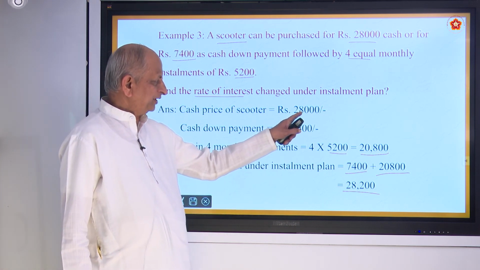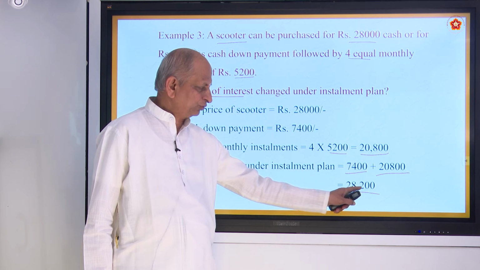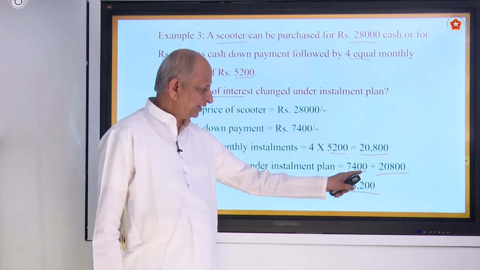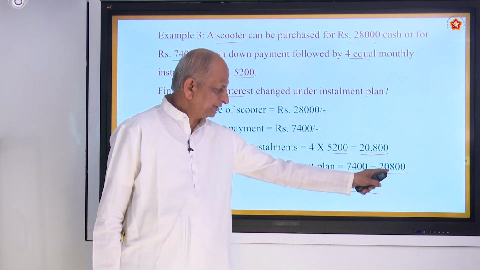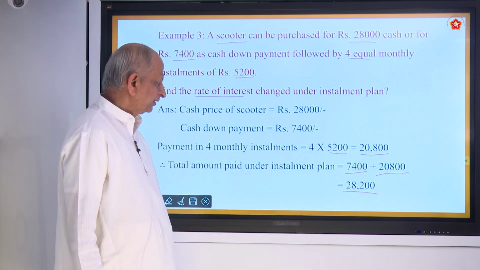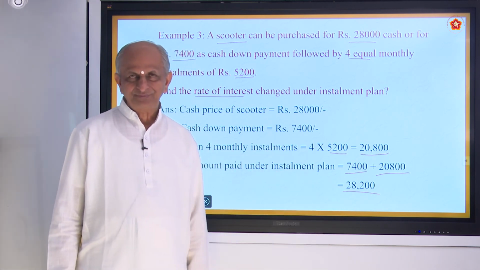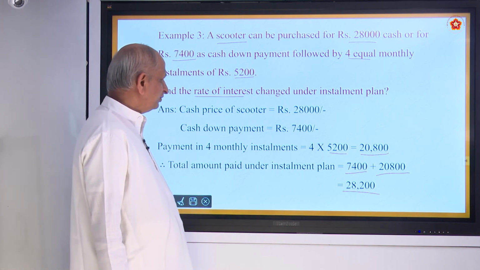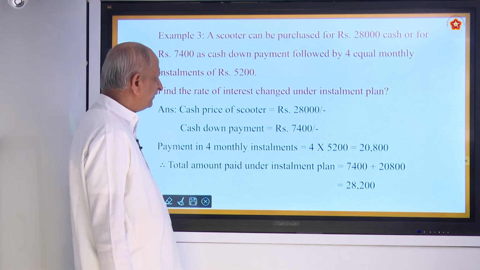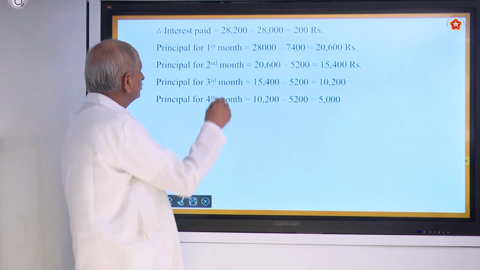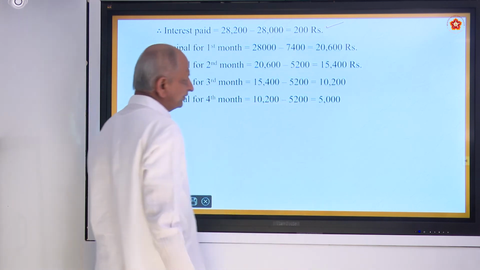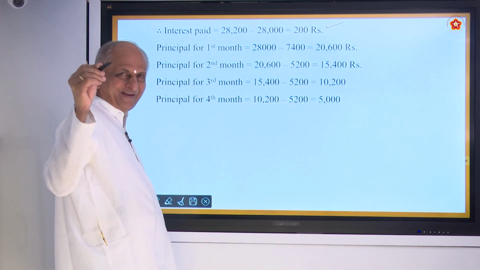So 28,000 he has to give, but now he is giving 28,200. How is it? Advance or cash down is 7,400 plus installments 20,800. So which is more? This will be more. How much more? About 200. What is it called? It is called interest. So that interest you have to take into consideration, and work out the rate of interest. So interest paid is 28,200 minus 28,000, which becomes 200 rupees. Please write down then and there, okay? Be fast.